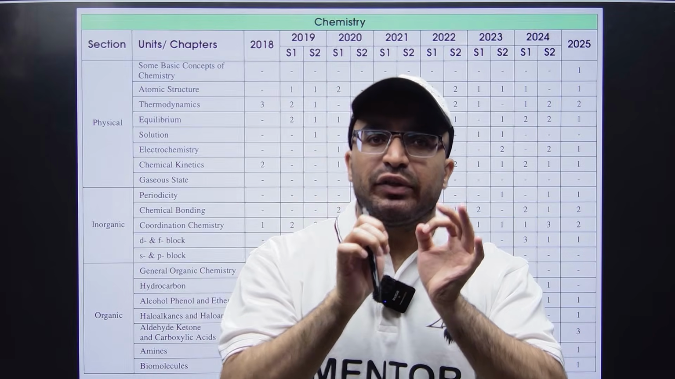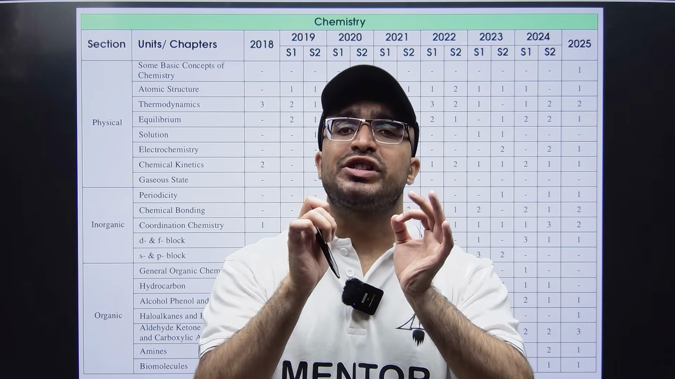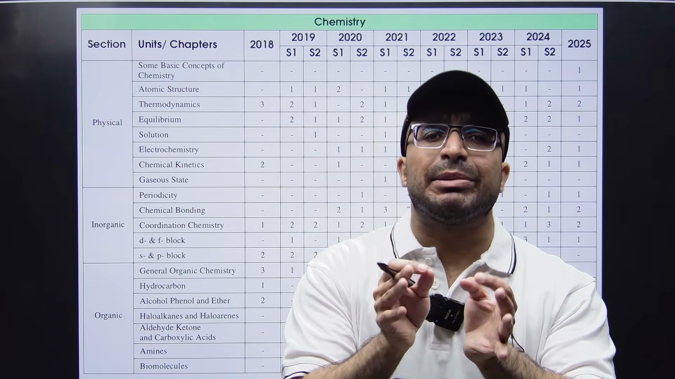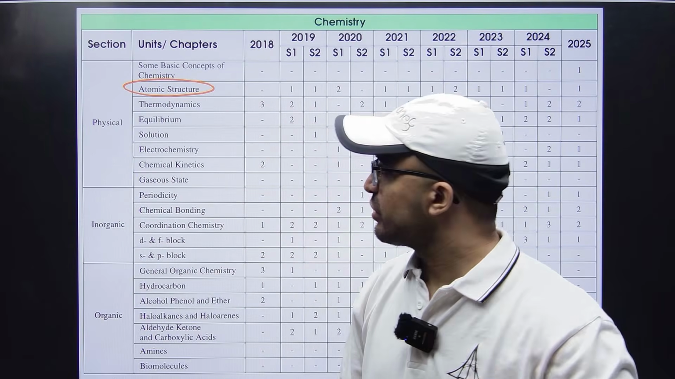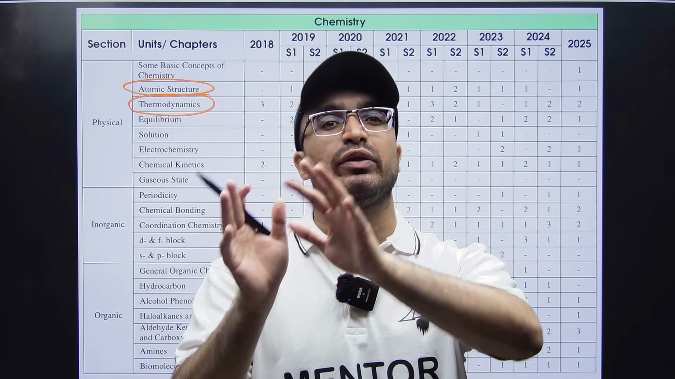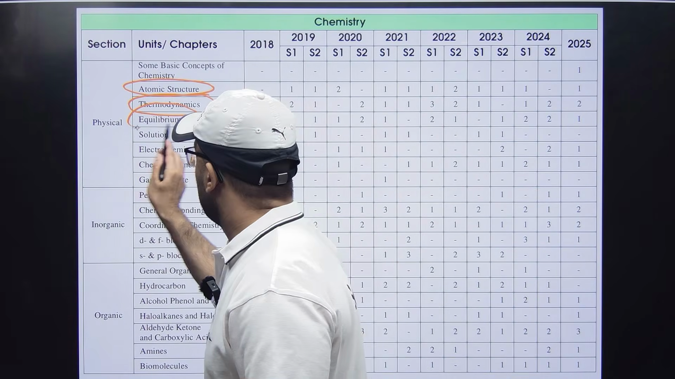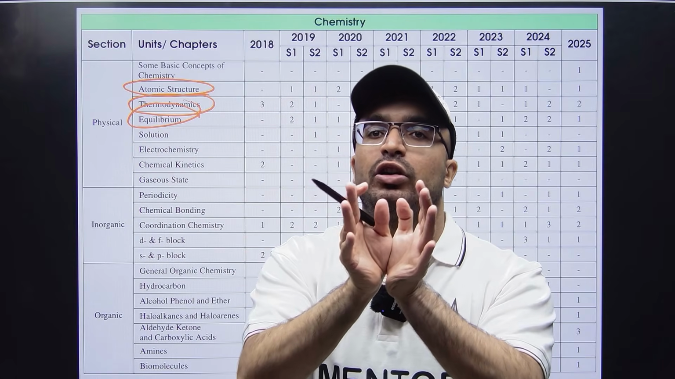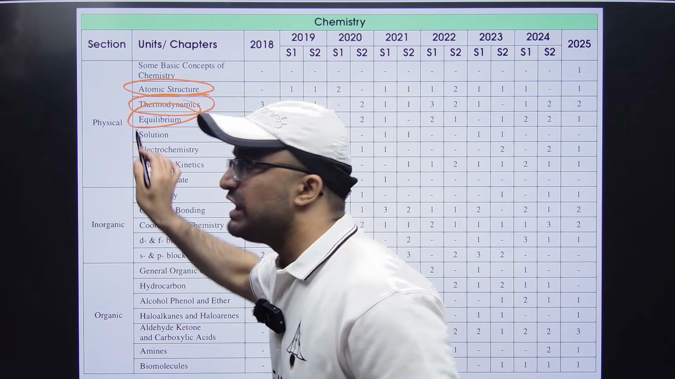Even if you don't want to do the entire chemistry syllabus, or you don't like chemistry, I will tell you some most important chapters that you must do to score good marks in chemistry. The first chapter is atomic structure, you can't miss it. The second topic is thermodynamics, which is very important. Even if you don't like chemistry, don't miss this topic at least. The next topic is equilibrium. These 3 are the most important topics of physical chemistry, so even if you don't want to do the entire physical chemistry, at least do these 3 topics.